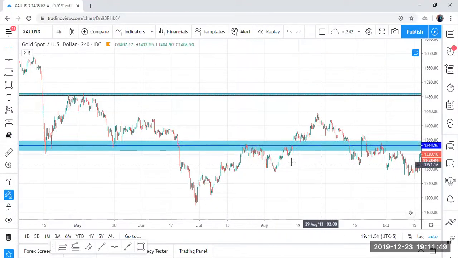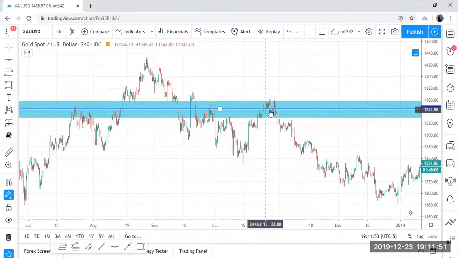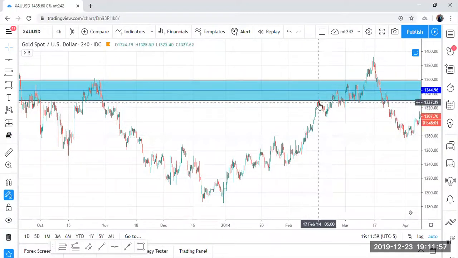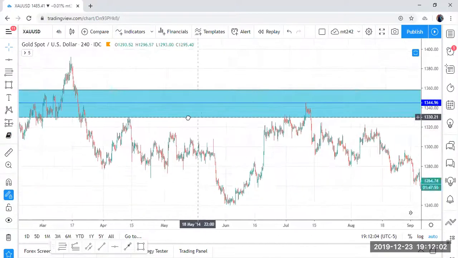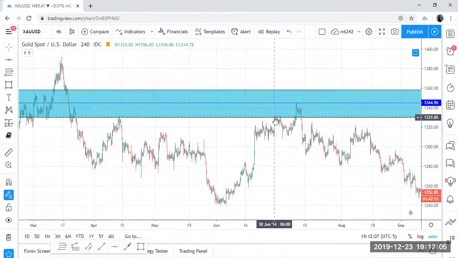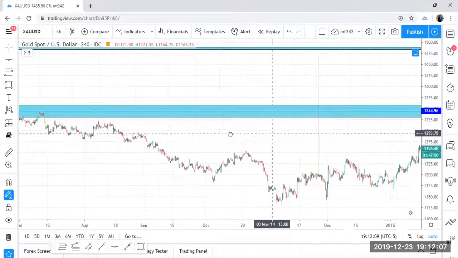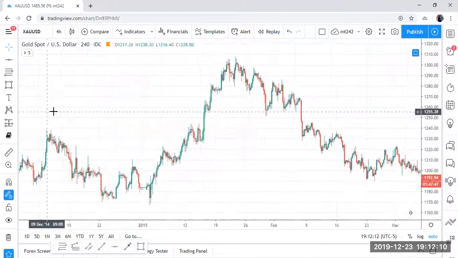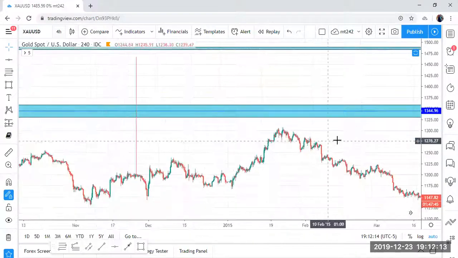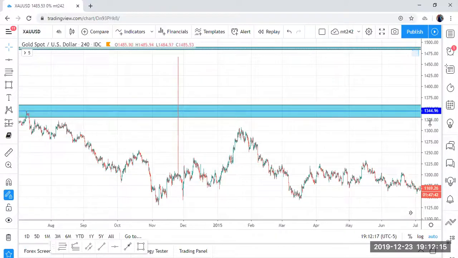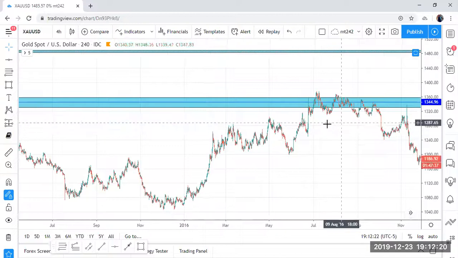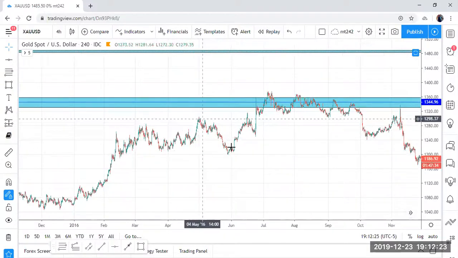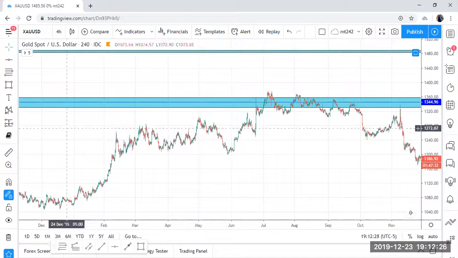You get the resistance here, resistance here, resistance, support, resistance, support, resistance. So this is why I trade zone to zone. Resistance, it's a long wick. And no matter which level we use where price stopped, we know we can find more touches.